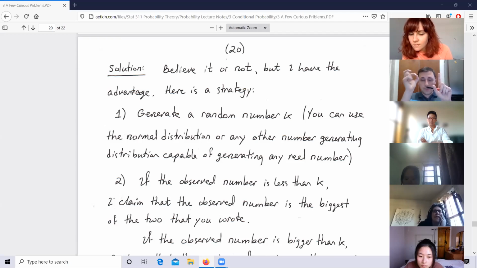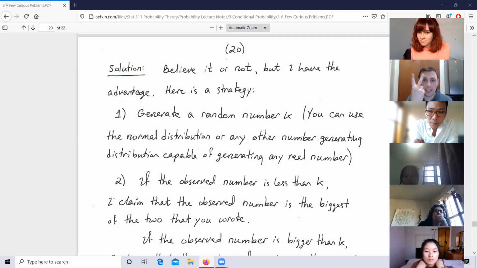If the number I generated is bigger, I think that your other card is containing the bigger number. If this generated number is smaller, I will say that the one I'm looking at is the bigger number. You understand what I'm saying?